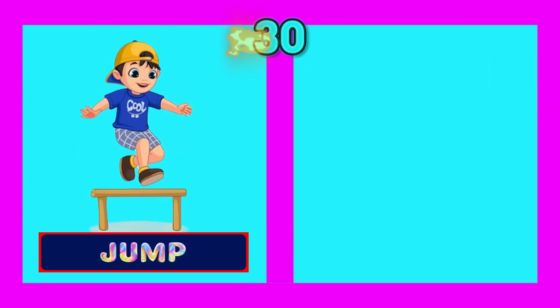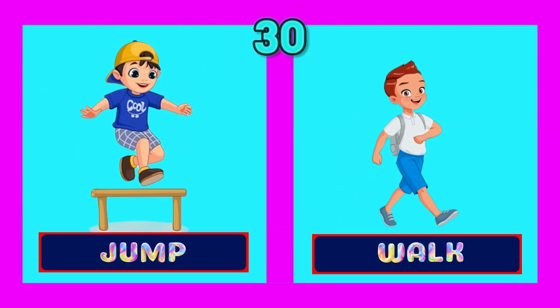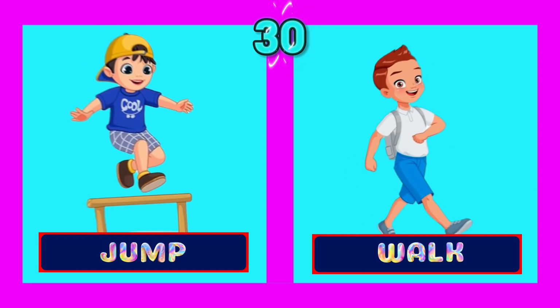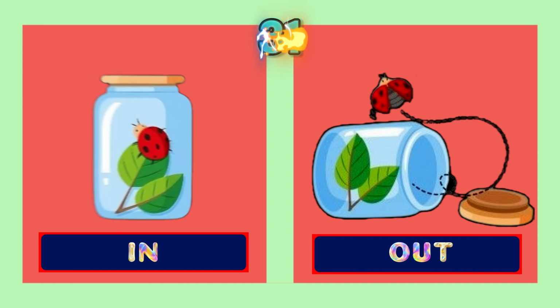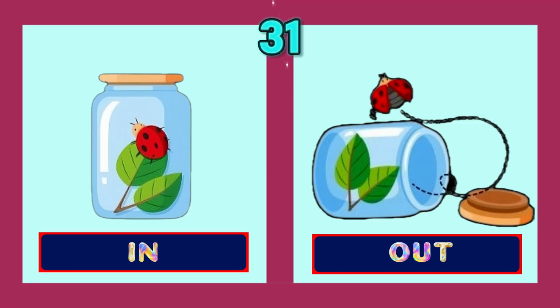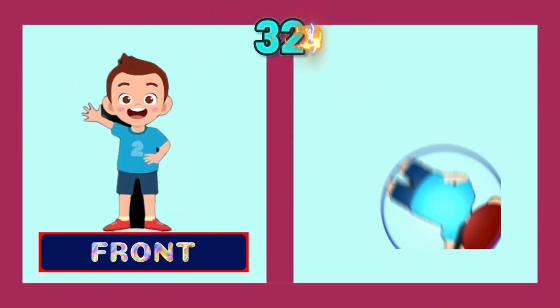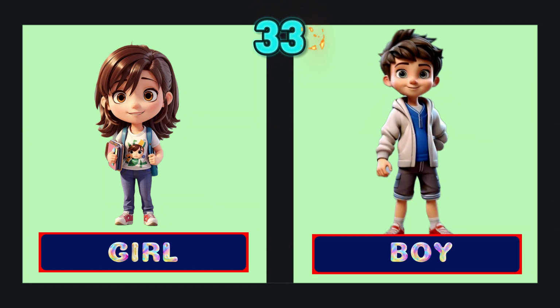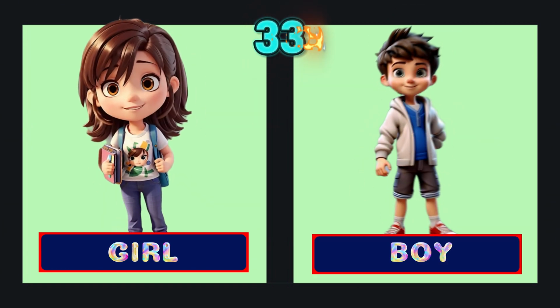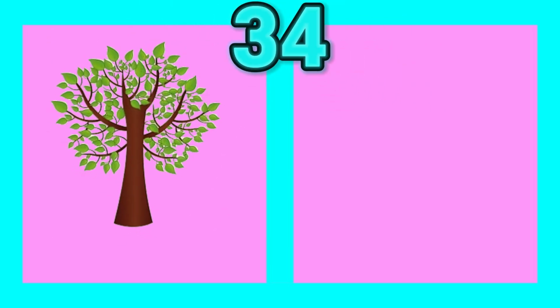He is jumping. He is walking. Jump. Walk. Insect is in the jar. Insect is out of jar. In. Out. This is front. This is back. Front. Back. This is girl. This is boy. Girl. Boy.